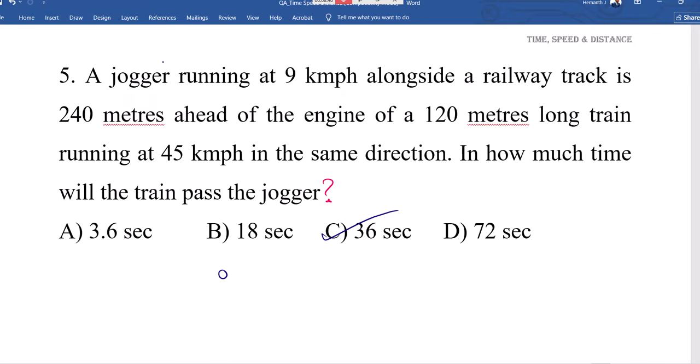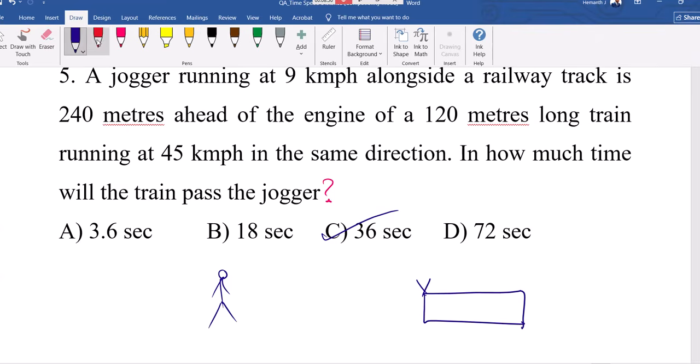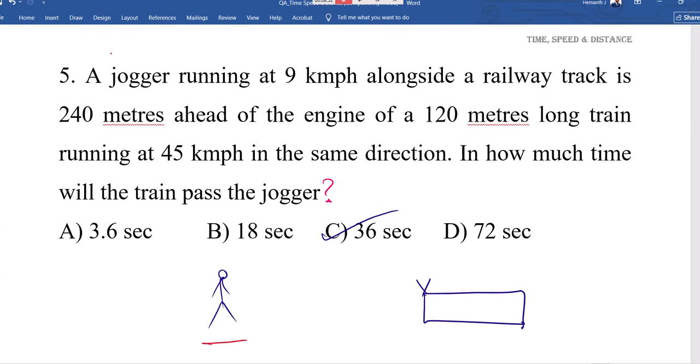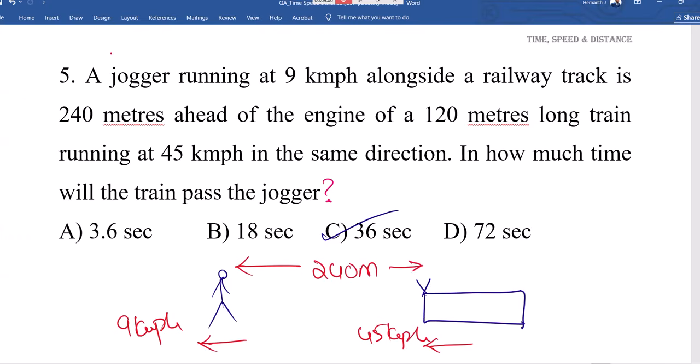So jogger, but situation here is, jogger is ahead of train, 240 meters ahead of the train. And jogger means, okay, moving, running, right? So there they mentioned speed 9 km per hour and 45, traveling in same direction. Distance between these two is 240. Train length is 120.